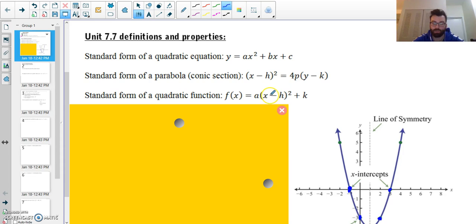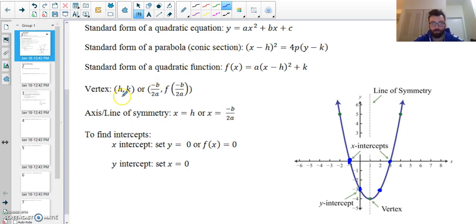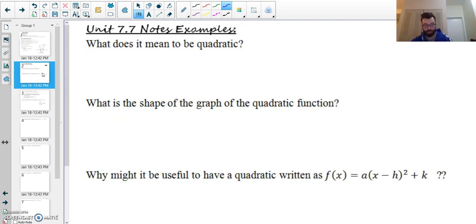This is sometimes also referred to as vertex form because it is easy to identify our vertex just by looking at this equation. Some key components that we are going to talk about today are our vertex or line of symmetry, and finding our x and y intercepts. But we'll circle back to that in a minute.